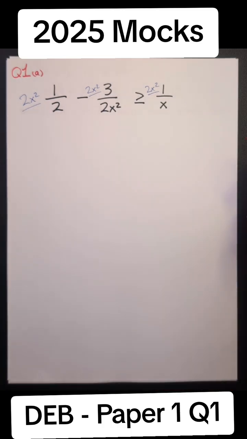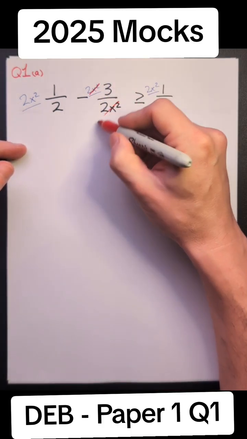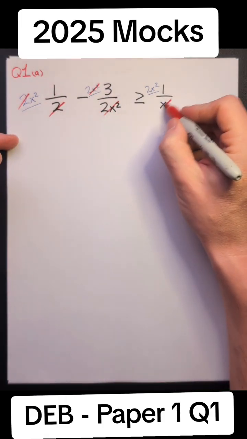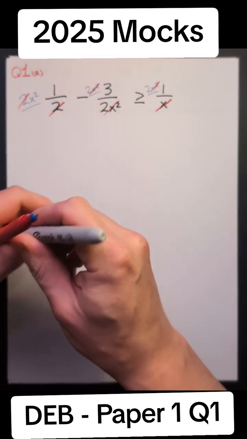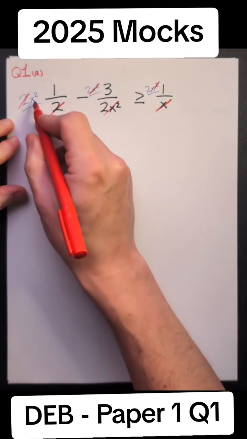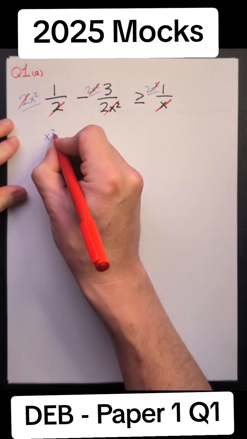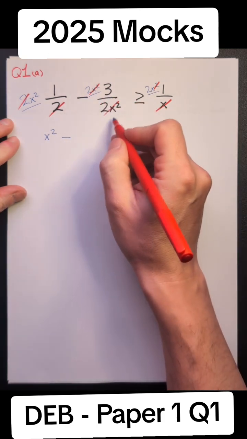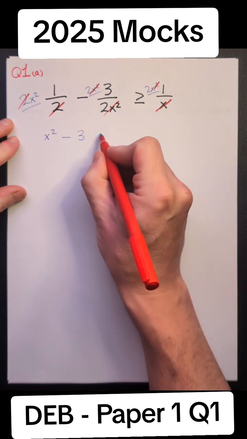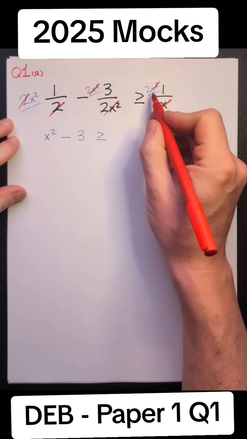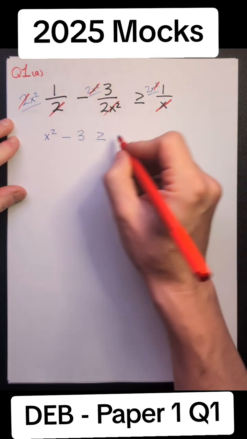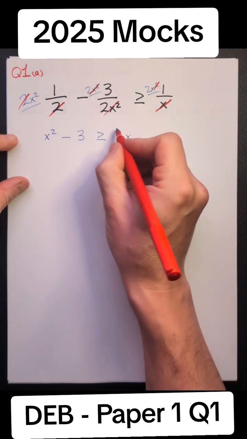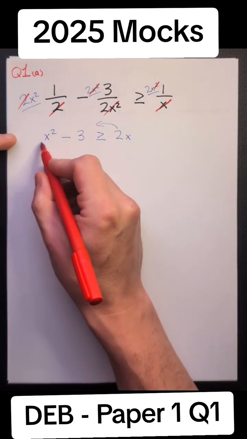When you multiply each term by 2x squared, this guy is going to cancel with this guy. The 2 here will cancel with the 2 here, and this x here will cancel with one of the x's up there. So when we rewrite this, we're left with x squared times 1, which is just x squared, minus 3, because that's cancelled out, and greater than or equal to, we just have 2x times 1, which is just going to be 2x. So now I have an inequality, so now I'm okay to bring this guy over, because it's a quadratic.